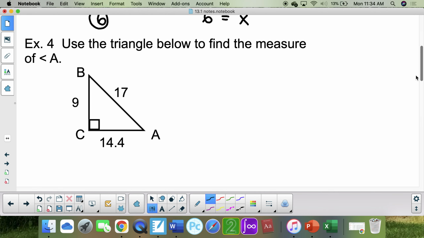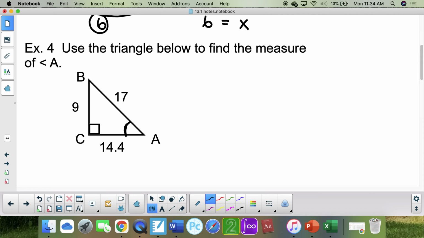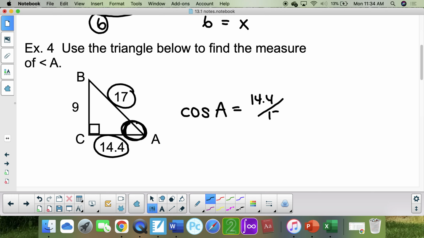I think there's one more angle. I think it's right here. Find measure angle A. Find this angle right here. So I'm going to do the cosine of angle A, and the cosine of angle A is the side adjacent over the hypotenuse. Remember, the major button cosine will give you the side, but we're not finding the side. We need to find the angle. So go under cosine and hit second cosine, and now this should be showing up. And hit 14.4 divided by 17, and it'll give you 32.1.